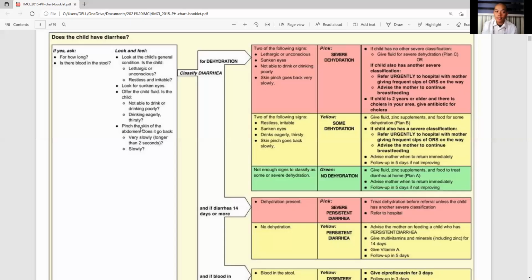Okay, so our skin turgor, does it go back? Is there tenting? Okay, very slow, longer than 2 seconds. So all of the data that we collected here now falls here. It goes now to the classification. Okay, classification on the type of dehydration of the child.